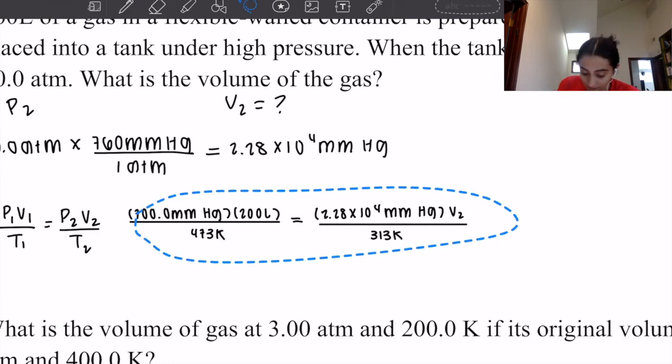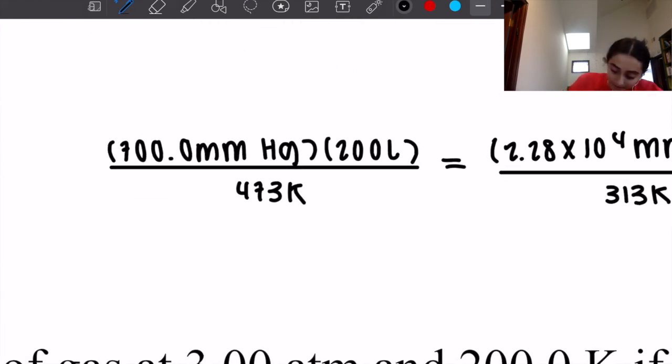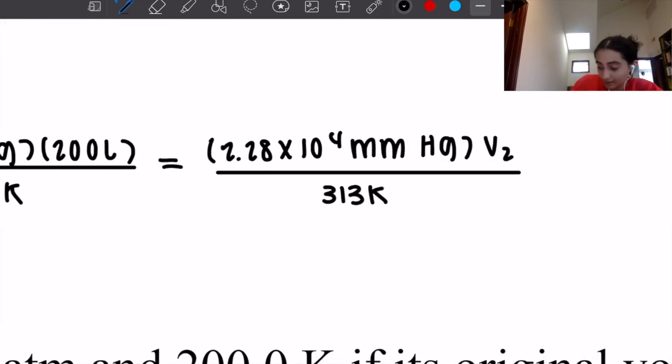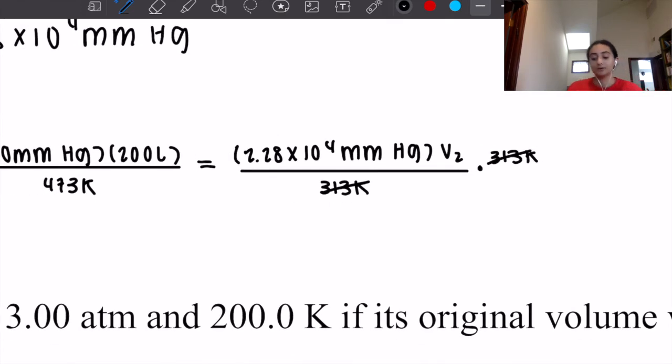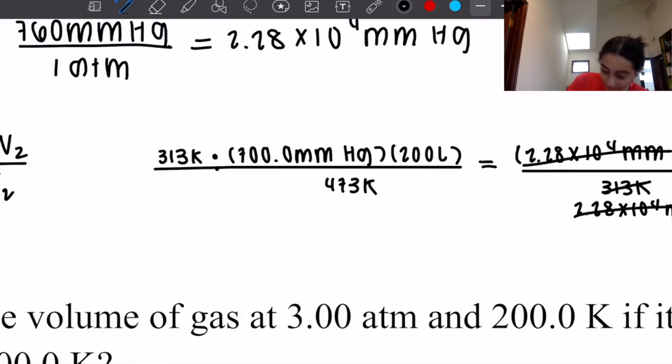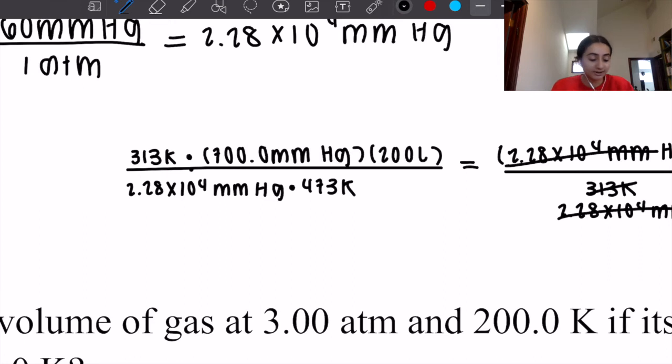So now we need to isolate the volume. What I'm going to do is bring this to the side. If we multiply both sides by 313, that will cancel out our denominator on this fraction. And then we would have to also divide both sides by 2.28 times 10 to the 4th millimeters of mercury. And that will cancel this out. So I'm going to write that on the denominator here.